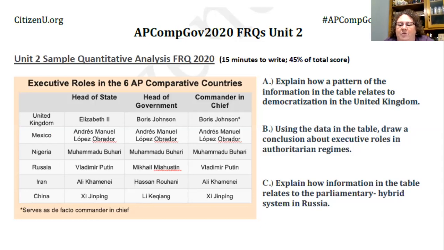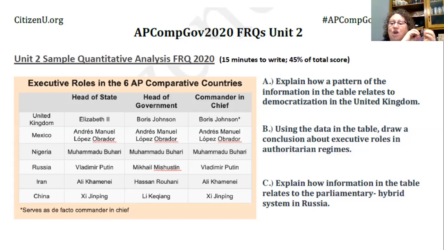Explain how the information in the table relates to the parliamentary hybrid system in Russia. So in Russia, they have a parliamentary hybrid system or a semi-presidential system. And so typically the head of state, like in the UK, doesn't have as much power as the head of government. But in the case of Russia, the president, Putin, has a lot of power. And so you could talk about the fact that they do have a president and a prime minister. So notice, they're not giving you any of these titles.